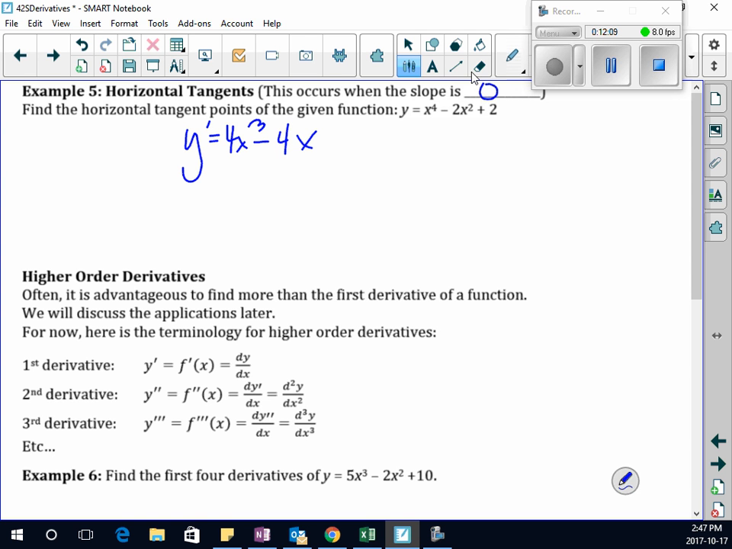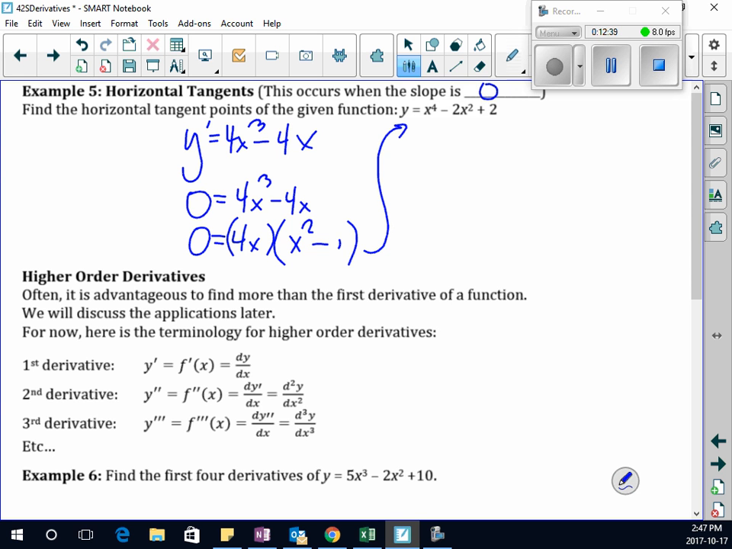Okay, now I'm going to set this equal to 0 and solve. So I get 0 equals 4x cubed minus 4x. How do we solve something like this? This is grade 12 pre-cal now. What do we do? Factor out not just a 4, but a 4x. So we're going to factor out a 4x, and we're left with x squared minus 1. Which is difference of squares.